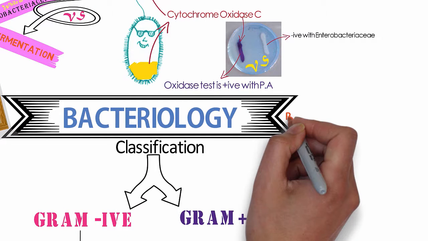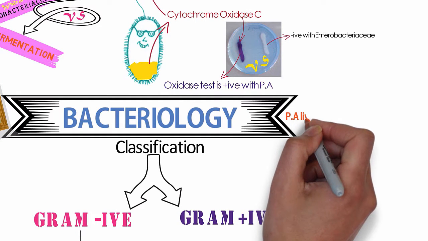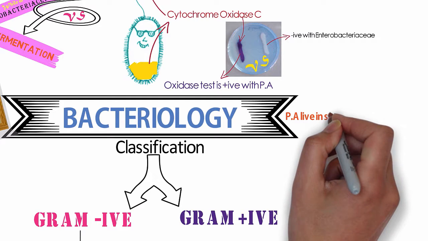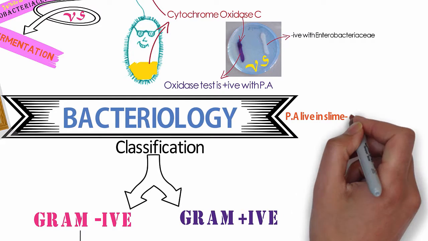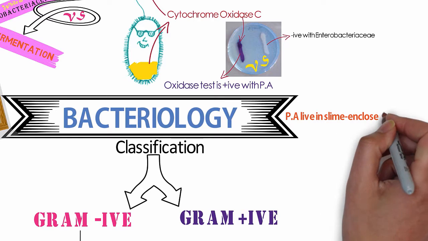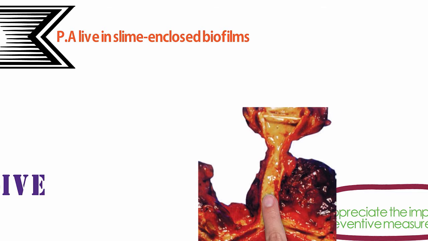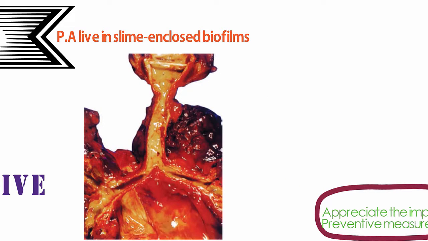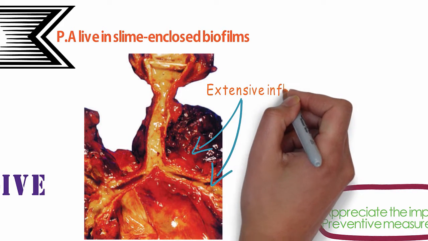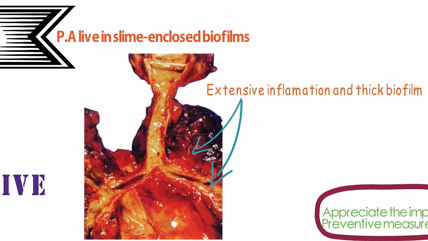The last characteristic feature of Pseudomonas, after which we shall move on to the pathogenesis section, is that Pseudomonas lives in a slime-enclosed biofilm. Please see this picture. This is a picture of the lung of a young adult who died of cystic fibrosis. You can see extensive inflammation and thick biofilm.